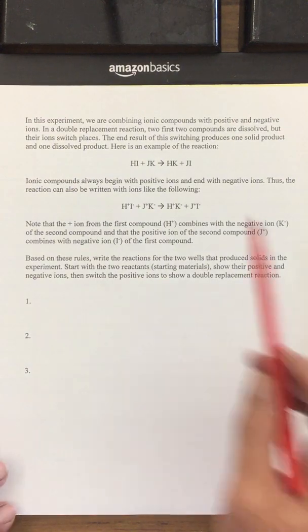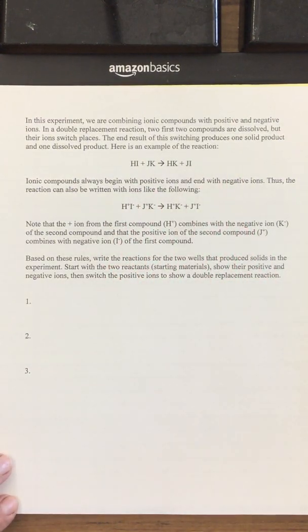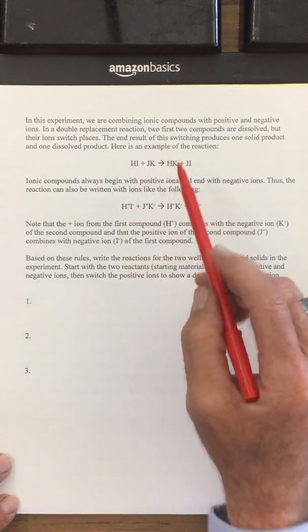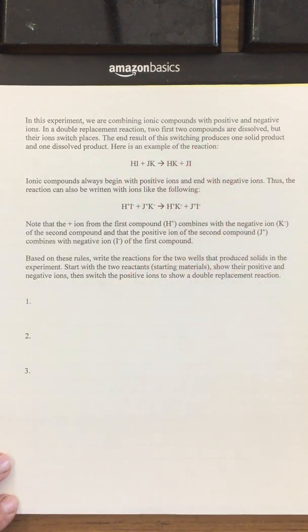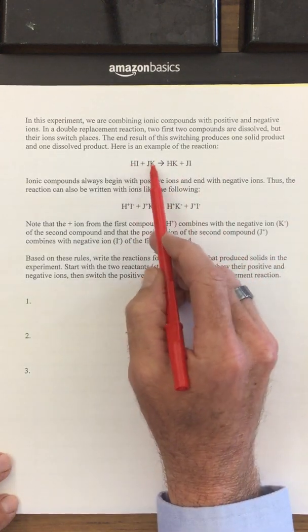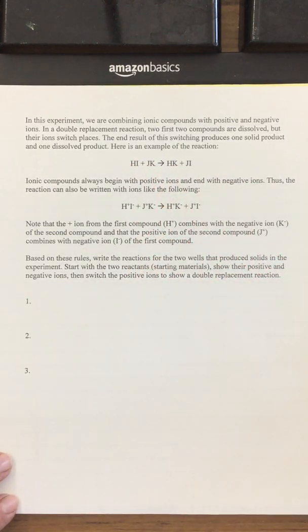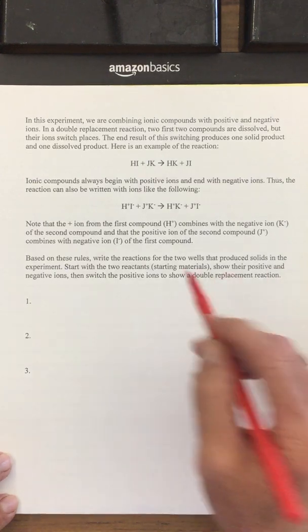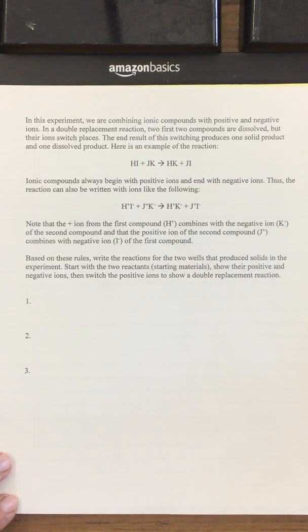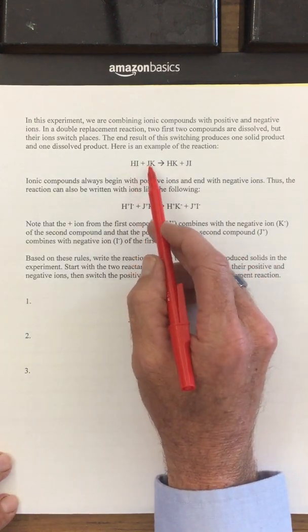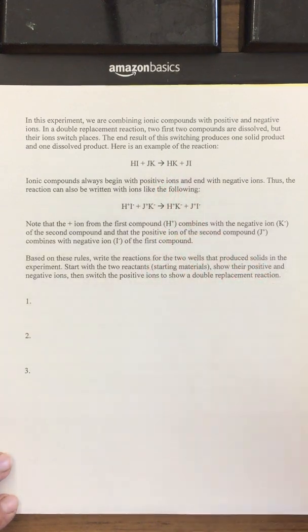This is going to be a quick refresher of what we discussed in lecture. In this experiment, we're combining ionic compounds with positive and negative ions. In a double replacement reaction, the first two compounds are dissolved, but their ions switch places. The end result of this switching produces one solid product and one dissolved product. So here's the example from lecture. We have H and I and J and K, and we get this switching taking place.